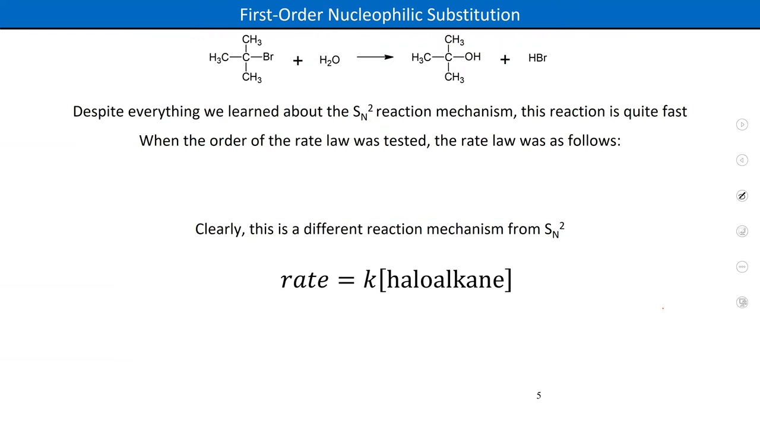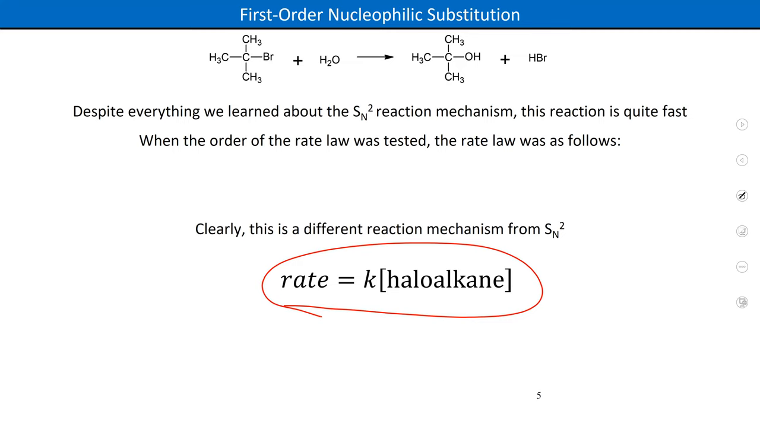is that the reaction actually happens pretty quickly. But when they tested the rate law, they found that the rate law was only dependent on the concentration of your haloalkane. So, like I said, obviously this is a different mechanism from SN2, because everything we've said about SN2 would indicate this shouldn't happen. So what was our other option as far as substitution reactions? Remember, we went through two possibilities, right?